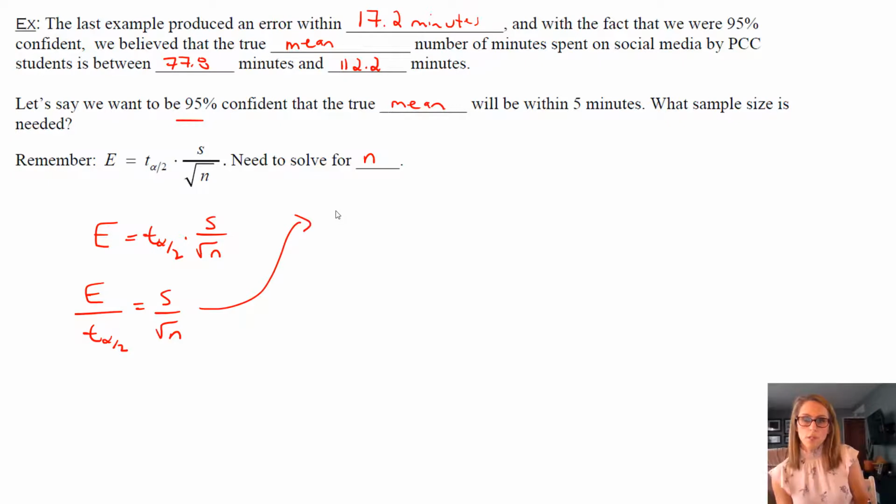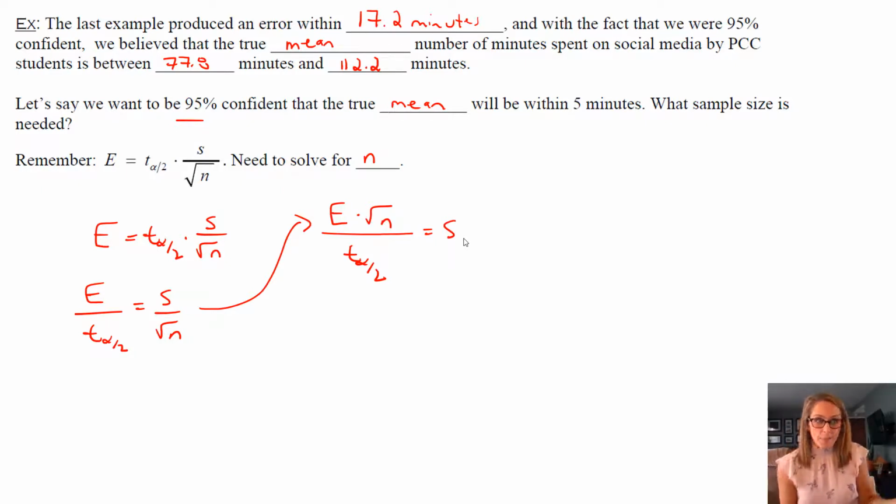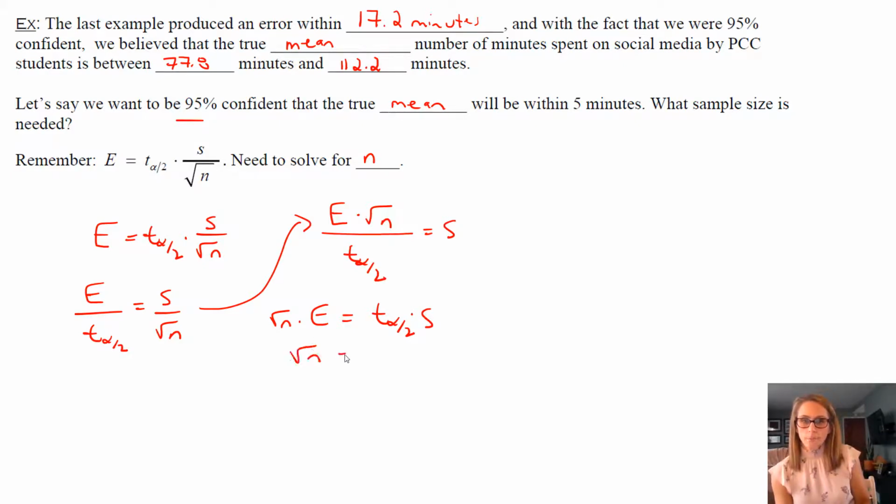So I'm going to bring it up here just to have the space. Multiplying both sides by the square root of n puts it up here. But remember, we want to solve for n. That's the sample size. What sample size do we need? So now I'll multiply both sides by the t-value. Again, this is all just algebra. I'll divide by the error. Don't worry, this is not something you have to memorize. It's just to try to kind of understand the basics.